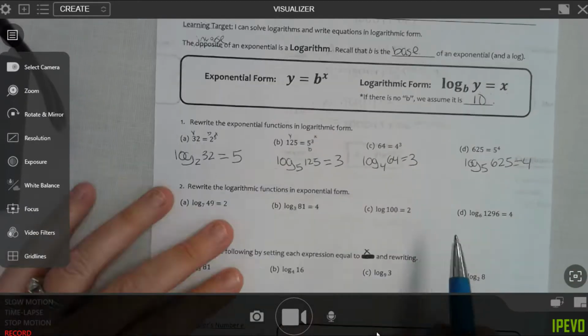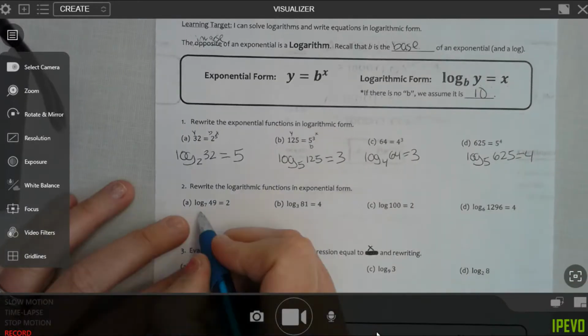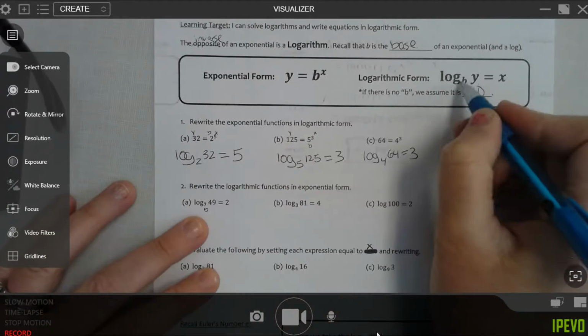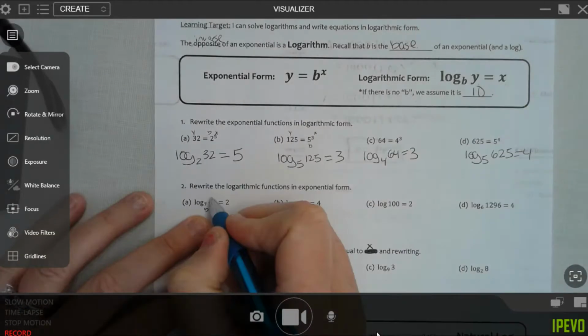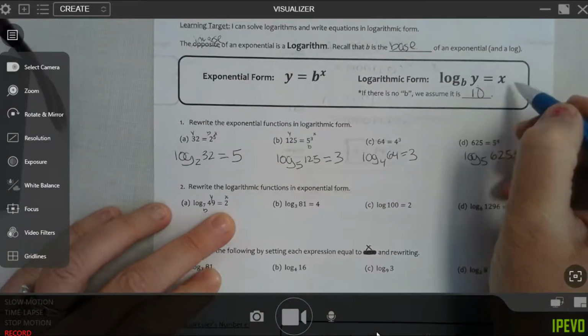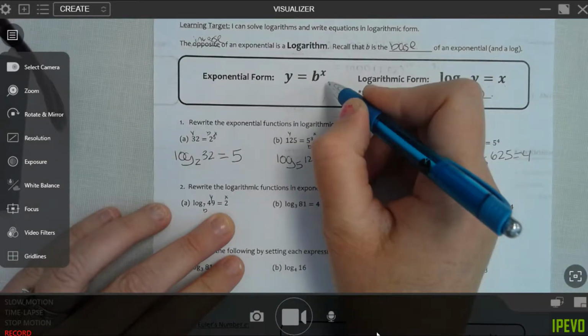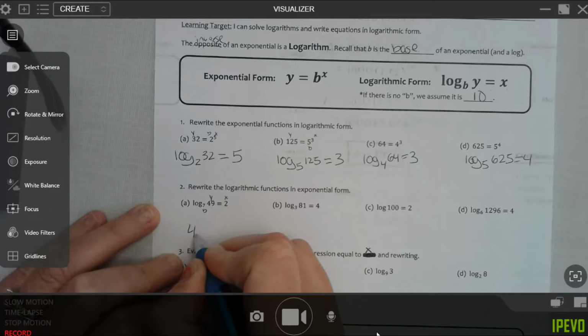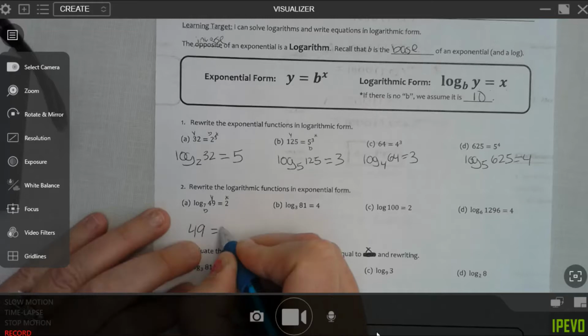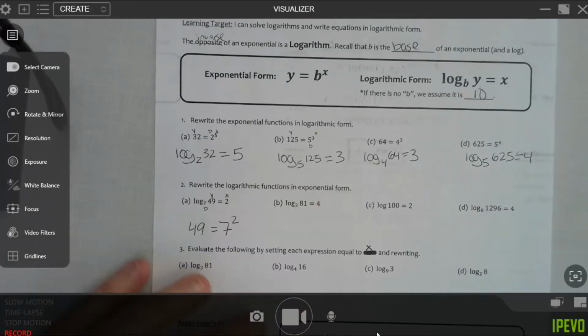So now we're going to do the exact reverse of this. So now this is the b. I'm given this information. So here's your b, 49 is the y, and 2 is the x. I'm just matching them up in each spot. So now I'm going to write it this way. I'm going to put y equals b to the x. So y is 49 equals my b, 7, to the x, 2. And it should be making a true statement this time.